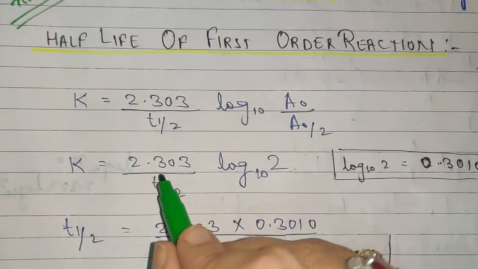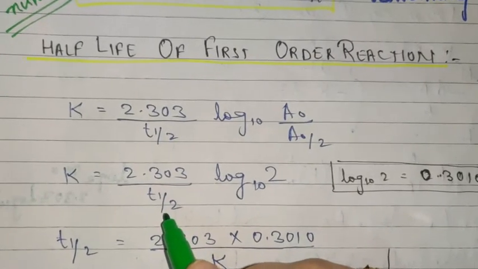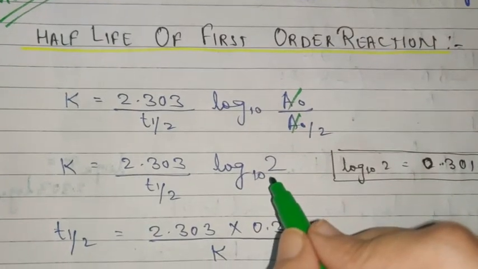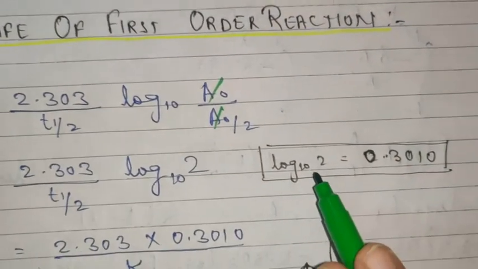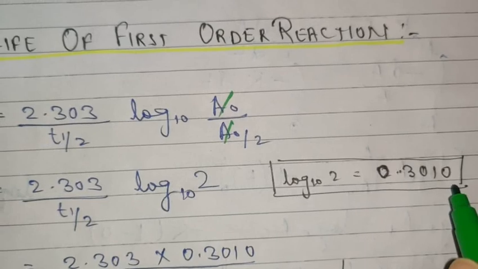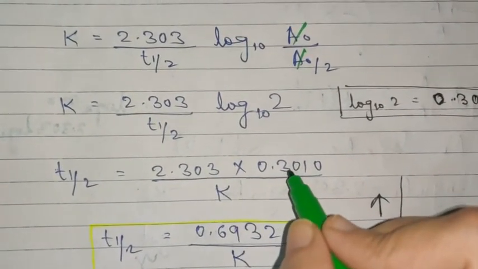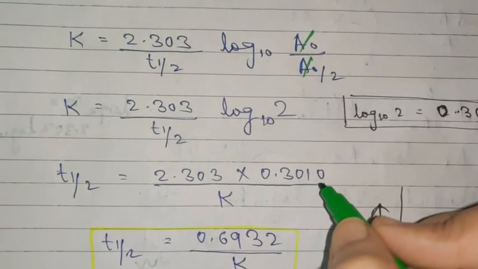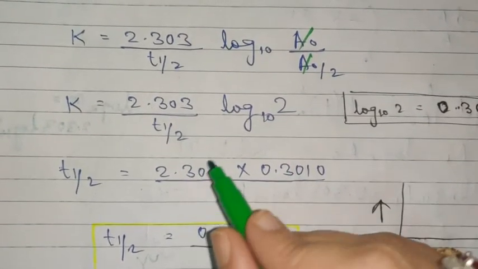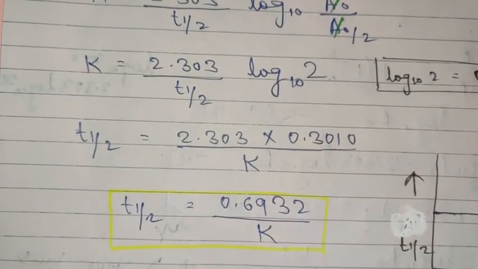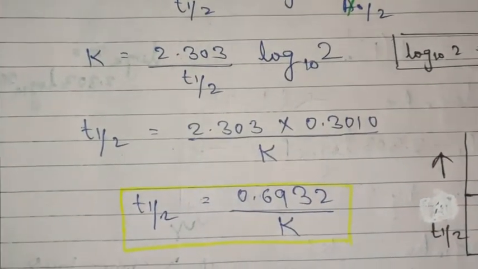K is equal to 2.303. Now t will be considered as t half, log 2. When these two get cancelled off, you will get log 2. And we know the value of log 2 is 0.3010. So in the next step, I have substituted the value as 0.3010. Now when you multiply these two, you will get the value as 0.6932. You can use 0.693 only in your calculation part.